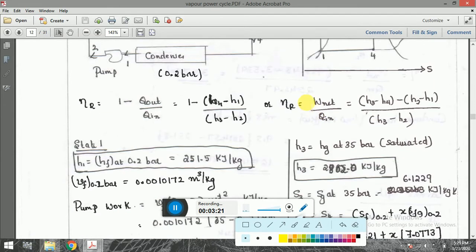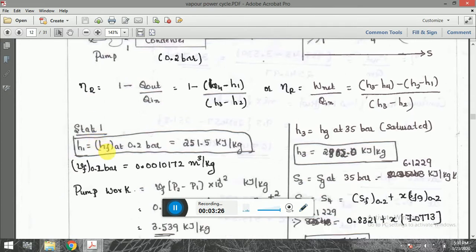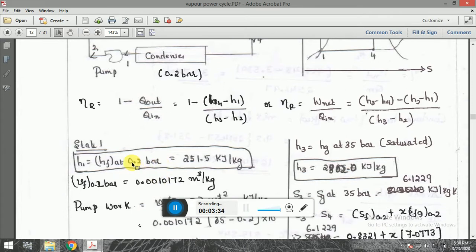So obviously h1 must be hf. The pressure at the condenser is 0.2 bar. We know that h1 is equal to hf because 0.2 bar lies on the saturated liquid, so the state of the working fluid is completely liquid. At 0.2 bar, hf is 251.5 kilojoule per kg.